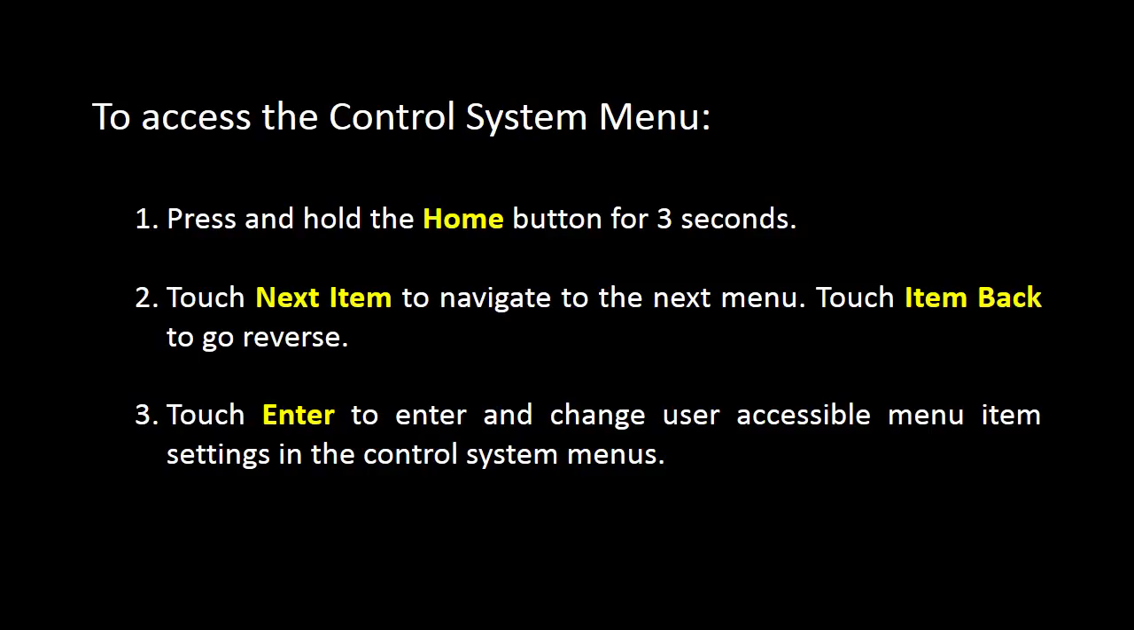To access the Control System menu, press and hold the Home button for 3 seconds. Touch Next Item to navigate to the next menu. Touch Item Back to go reverse. Touch Enter to enter and change user-accessible menu item settings in the Control System menus. We'll now review each Control System menu description.